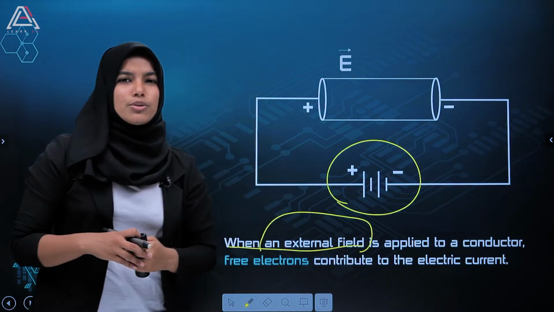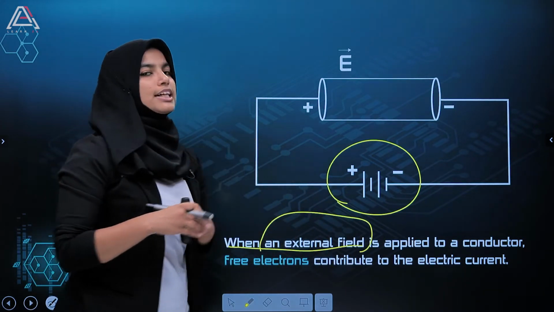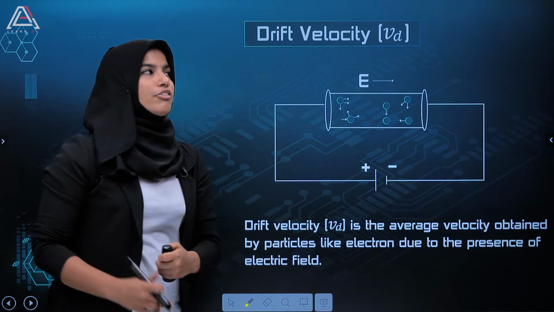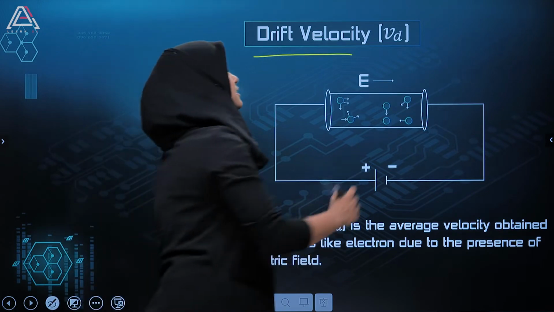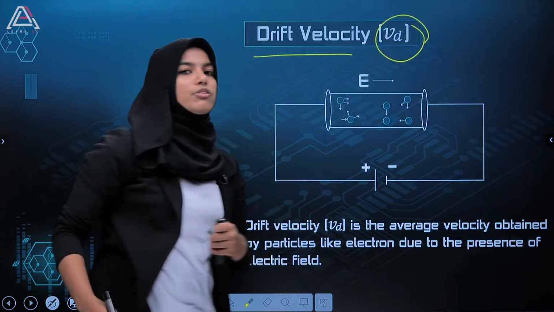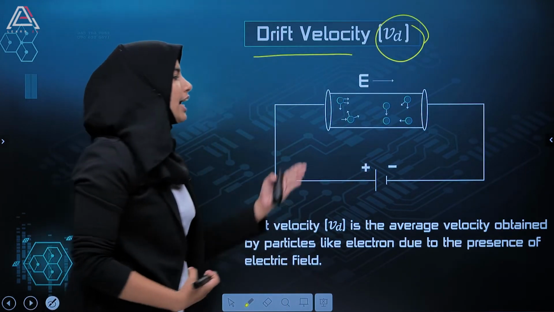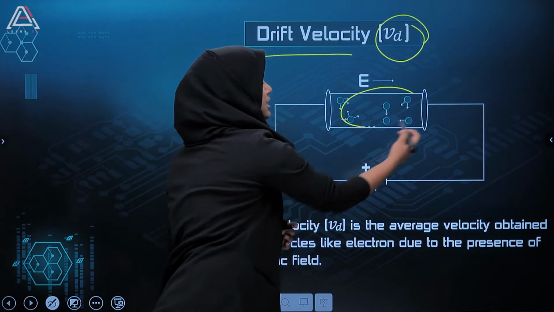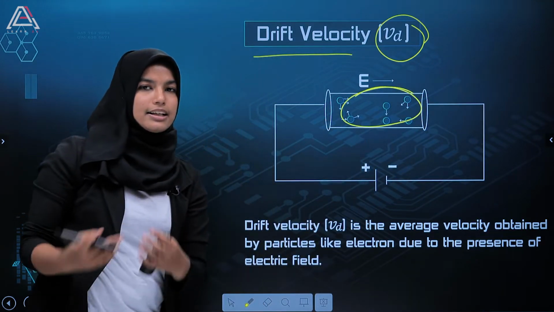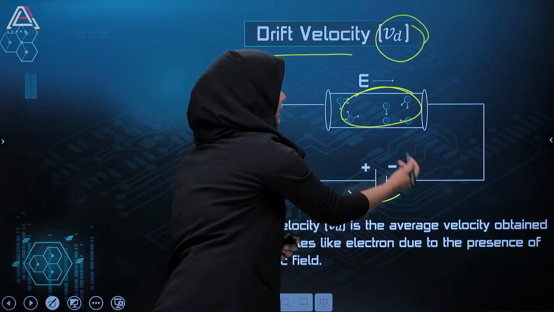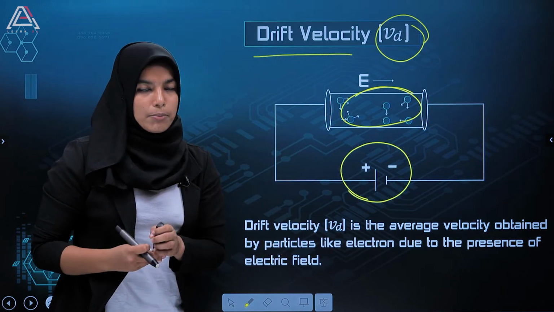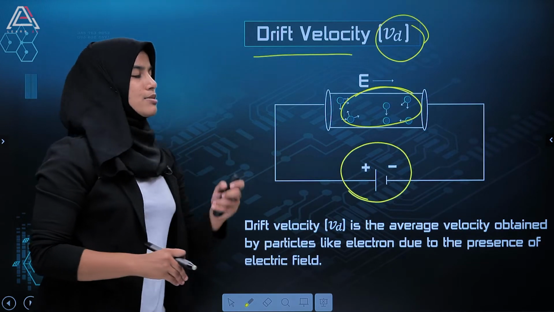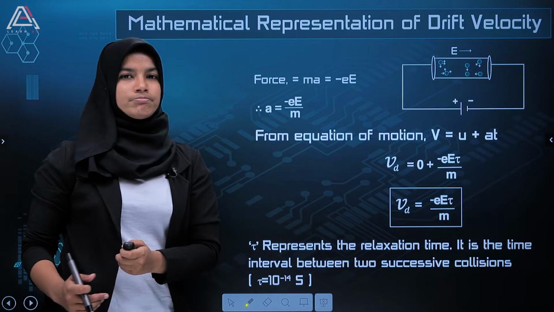Now let's look into the terms that are associated with electric current. The first one is drift velocity, and it is represented as Vd. So drift velocity is the velocity attained by the electrons that are present inside the conductor when an external electric field is applied. So drift velocity can be mathematically represented. So let's look into it.